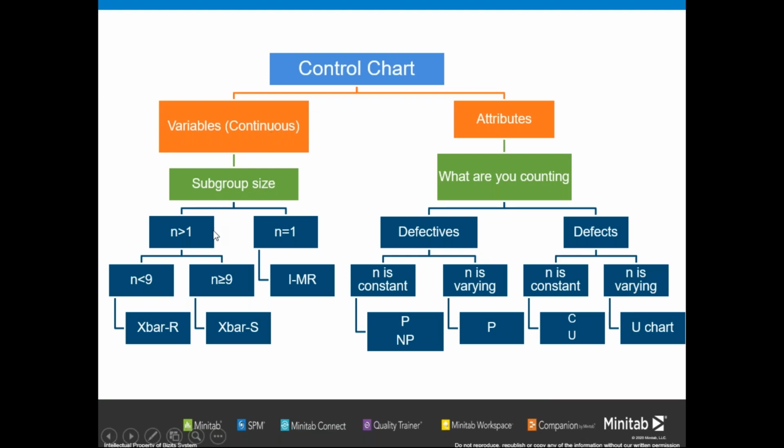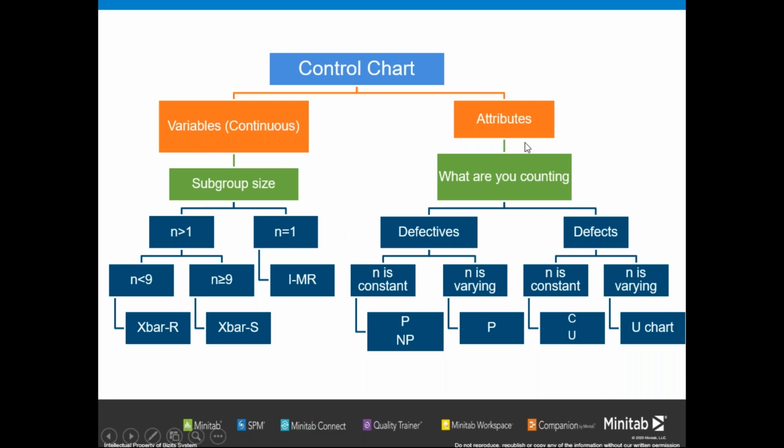So if your data is continuous and your subgroup size is more than one but less than 9, we suggest you use the Xbar-R chart. Xbar is the mean, R is the range. And if your subgroup size is more than 9, you can go for the Xbar-S chart. Xbar is the mean, S is the standard deviation. If your subgroup size is only one, let's say you observe a batch only one time, you can go for the IMR chart, the individual moving range chart.